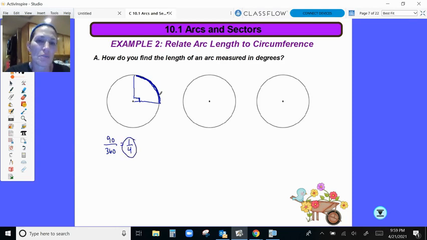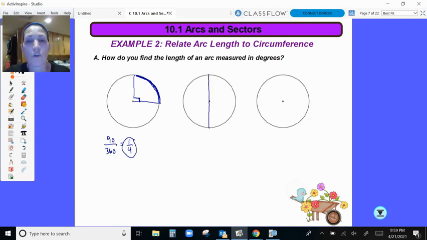And so this arc length must also be 1/4 of the entire circle. So we're going to use that ratio to help us find arc length. We're going to take the circumference and take 1/4 of the circumference, and that should give us that piece of that arc. Okay. Same thing if we had a diameter like this, right?